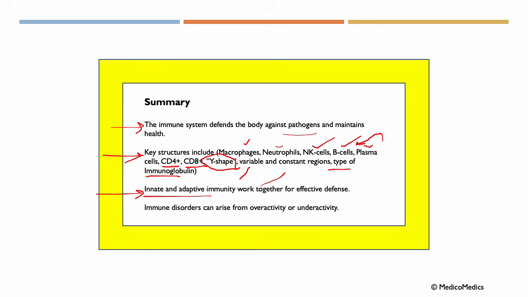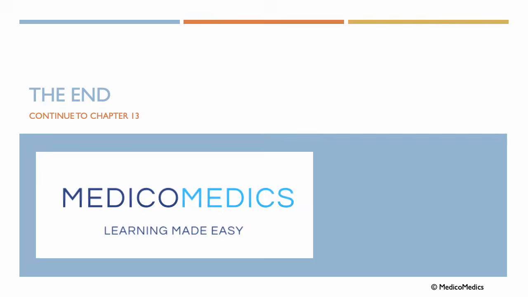Innate and adaptive immunity work together for effective defense. Immune disorders can arise from overactivity or underactivity. And that's the end of this lecture. Continue now to chapter 13.